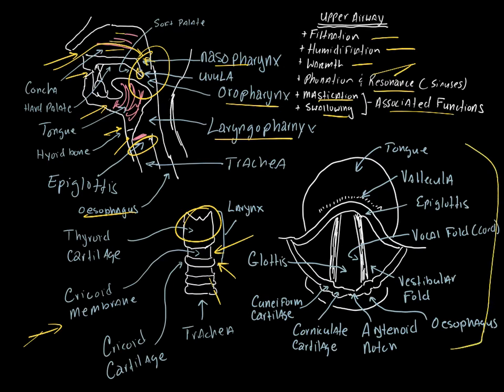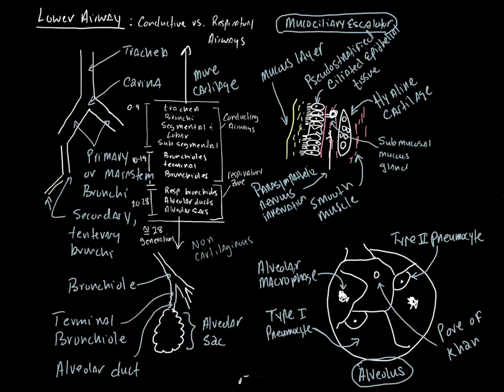Here's the view of the glottis, and of course you guys know this or should know this because you just had a quiz over this, right? So you've got the tongue, you've got the vallecula, the epiglottis, you've got your vestibular folds. Okay, these are known as the vocal cords. This is the glottis here. Of course, you've got your major cartilages, your cuneiform, your corniculate, your arytenoid cartilage, you've got the arytenoid notch, and you've got your esophagus underneath that. Not new stuff there.